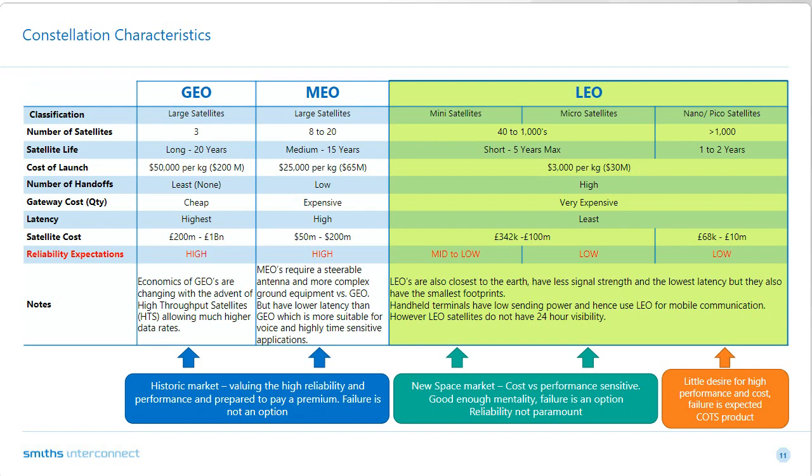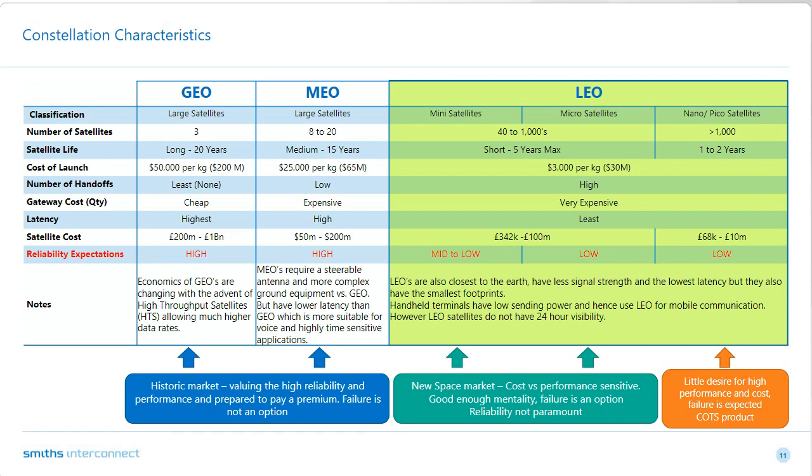We start with the GEO satellites. They have the longest lifespan expectancy, averaging about 20 years, with the cost of launch being the highest in the satellite category. The number of handoffs remains low in this category, while the gateway costs are inexpensive. To only control 3 satellites from the ground is much less cumbersome than a large array. The satellite's latency is high in this category because of the distance traveled by the signal.